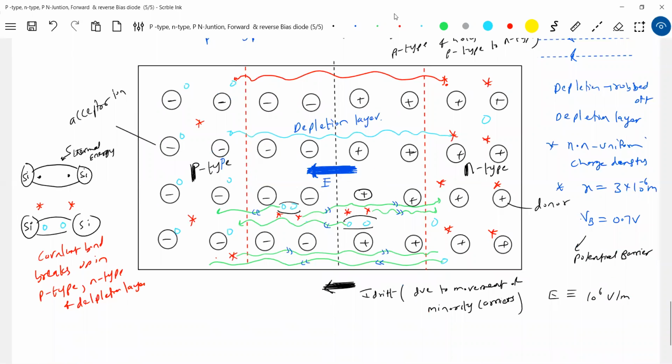So like this here, if covalent bonds keep on breaking up, finally one day there won't be any covalent bond left to break up, and then there would be no drift current. But the making and breaking up of covalent bonds will occur in all the regions, in the N type, P type, and the depletion layer also. So I'll put it here.